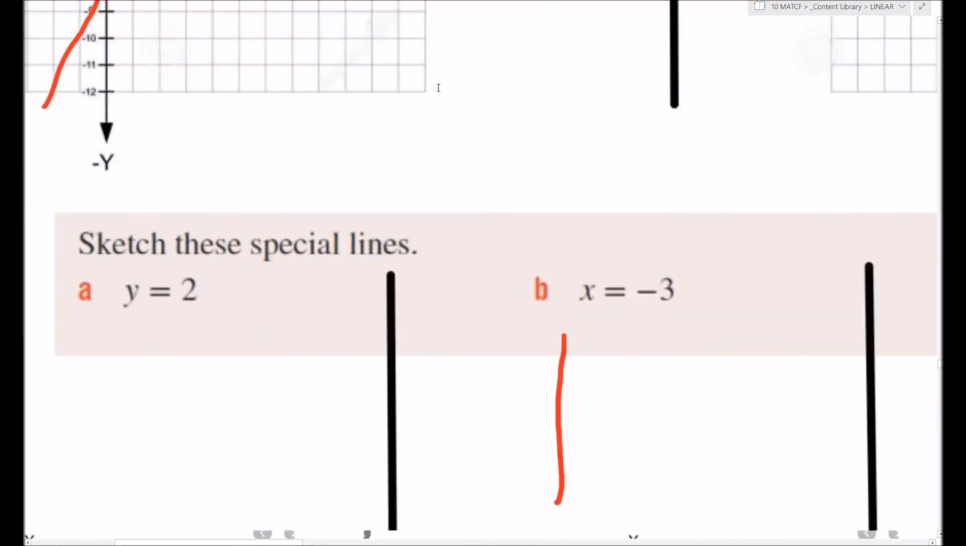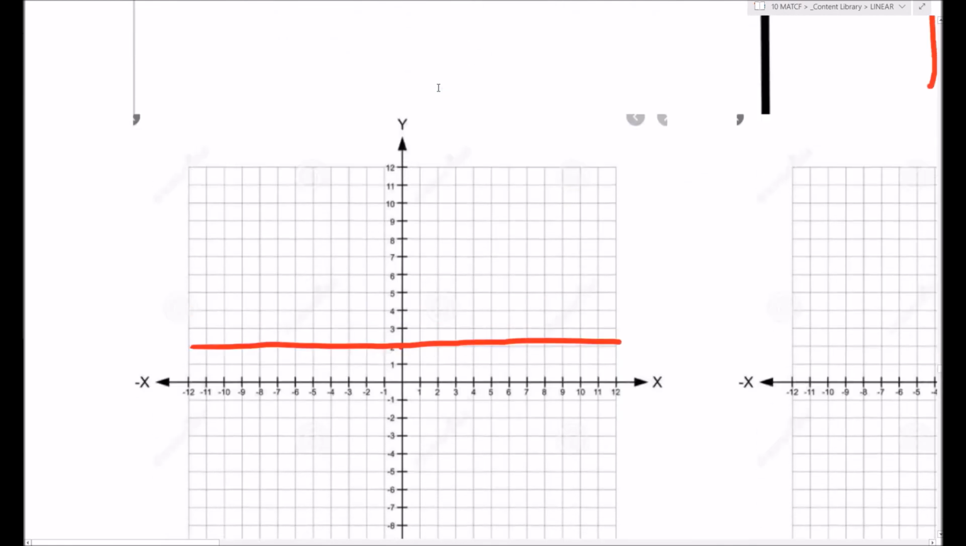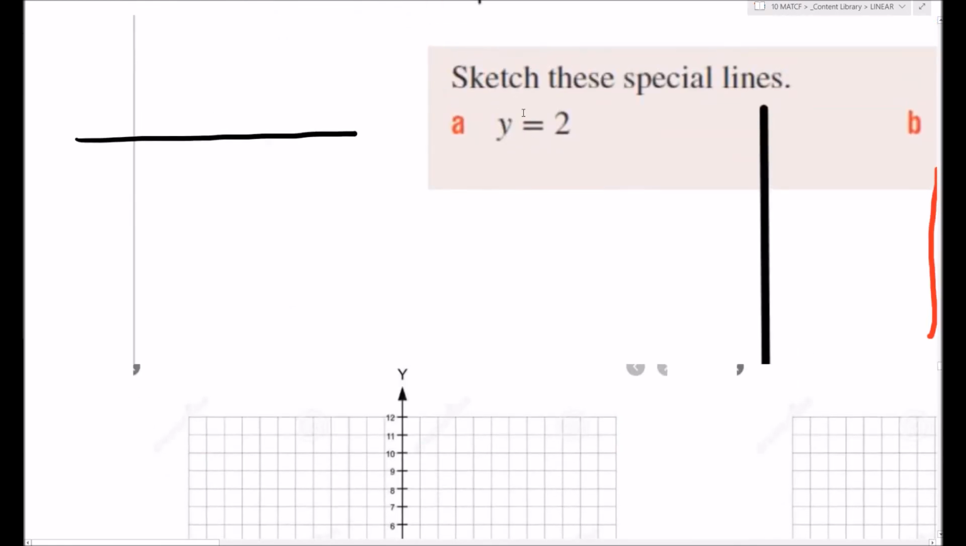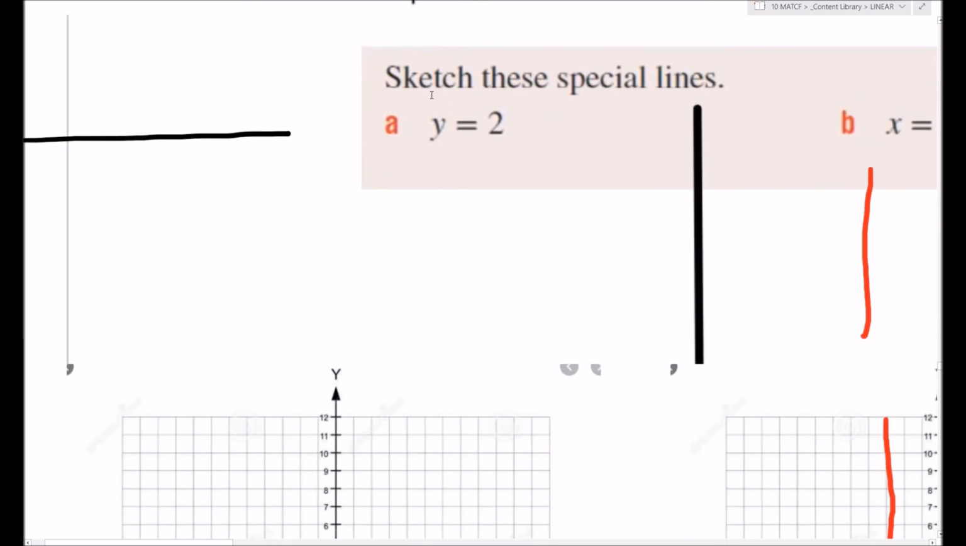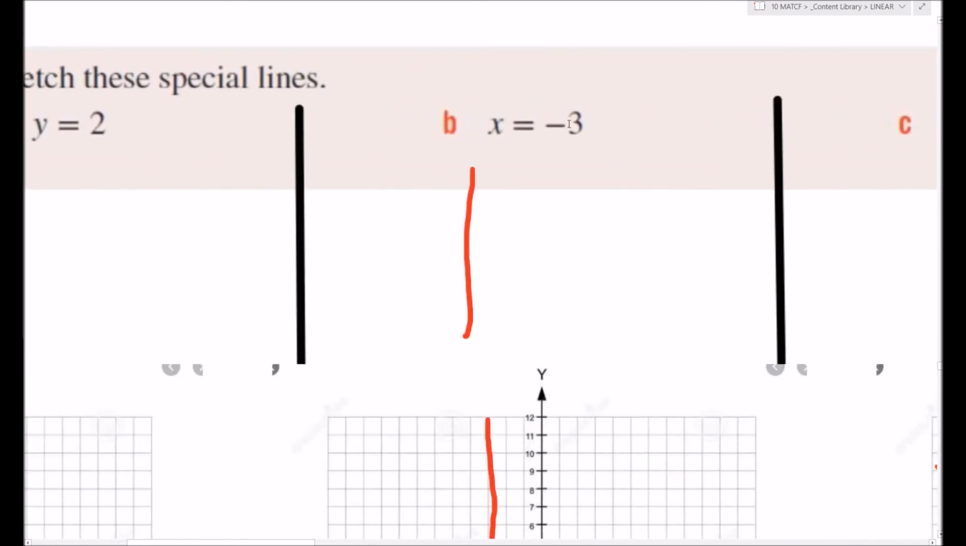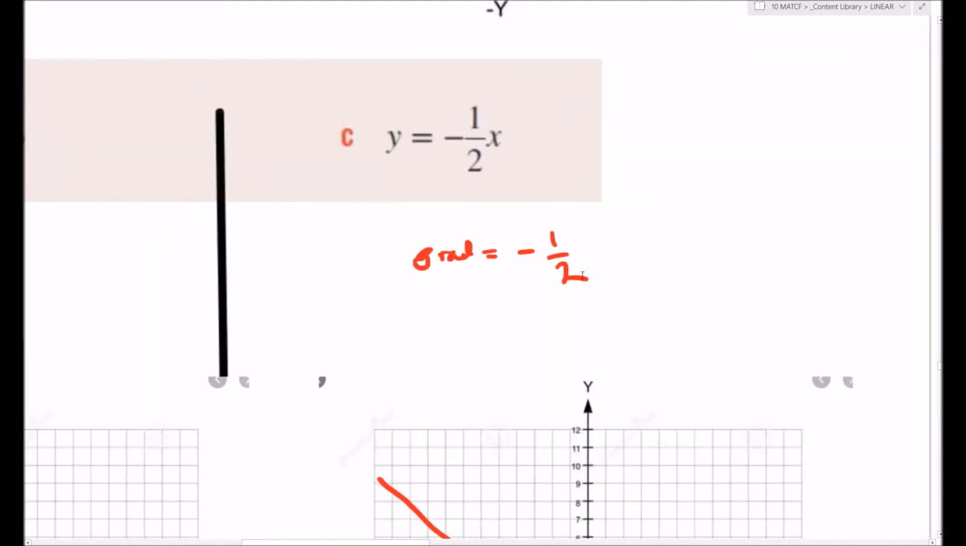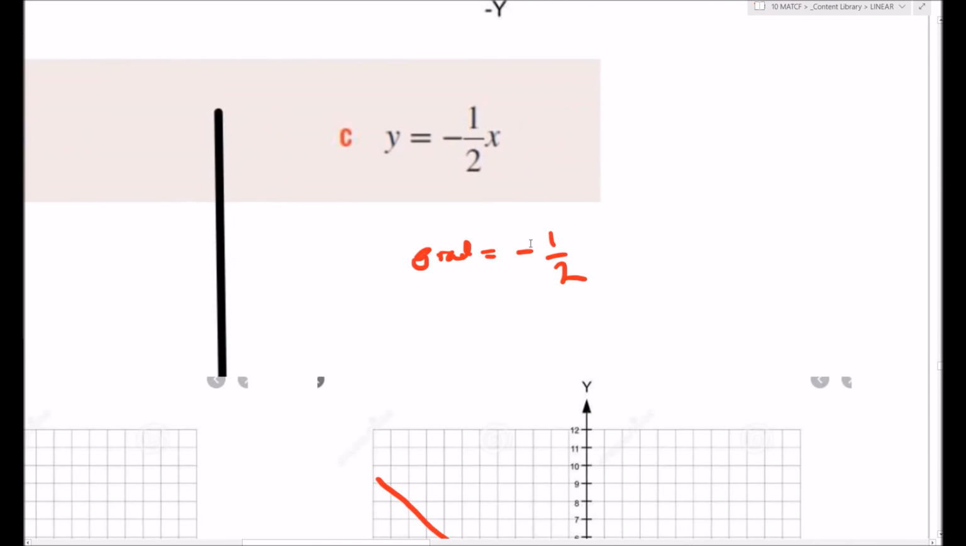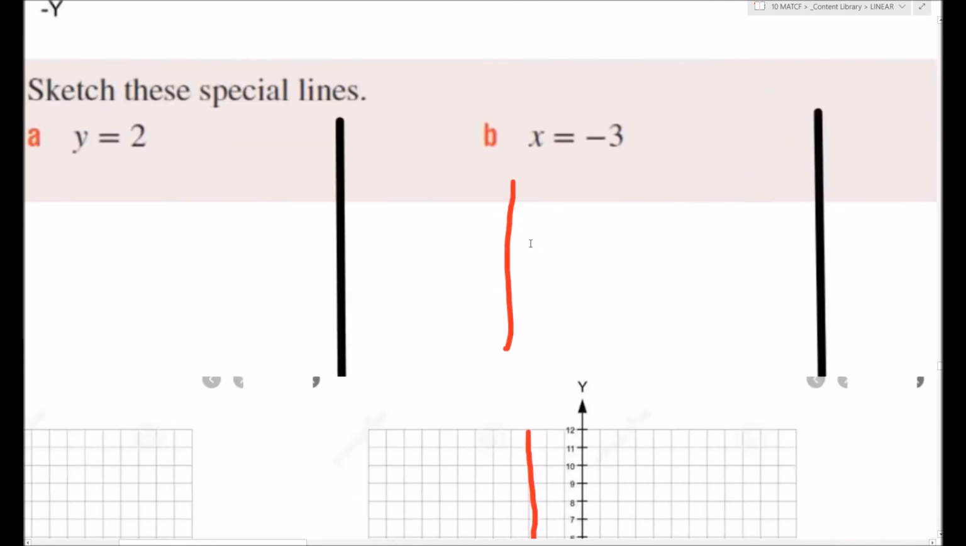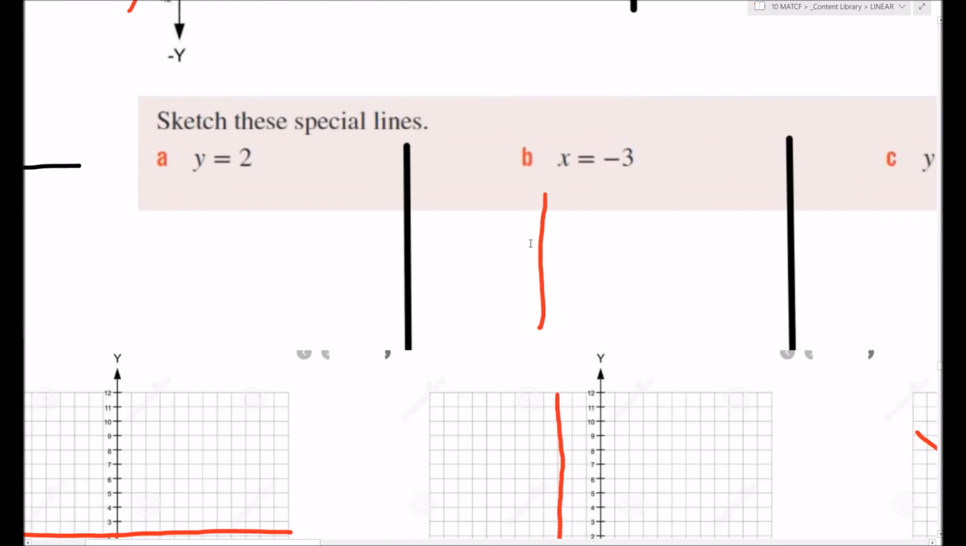So just a couple things to make note of with some of these questions. For y equals 2, this would be considered a 0 gradient, so the line is just horizontal like that. For x equals equations, the gradient would be considered undefined. And this one obviously has a gradient of negative 1 over 2. Okay, so that's how we draw these special lines.